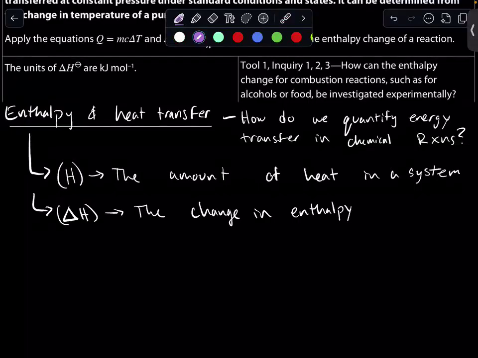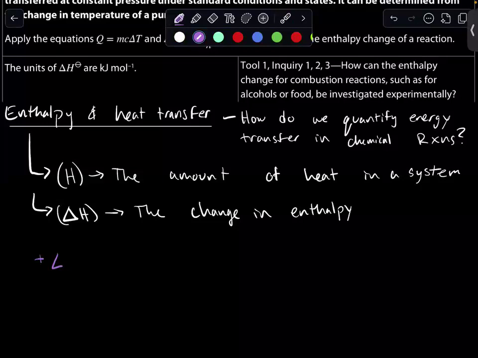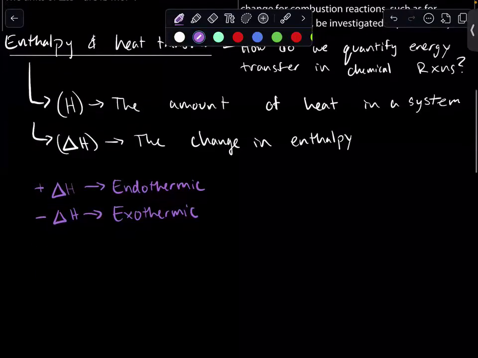Now, it can go two ways. We can have a positive delta H, meaning the system increases in energy, and we refer to that as an endothermic system. We talked about that a little bit in the last video. We can have a negative delta H, and that would be energy being released, and therefore that is an exothermic system. So those are two things to know right away. We're talking about reactions, so I'll say exothermic and endothermic chemical reaction.